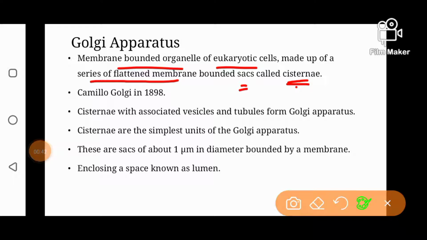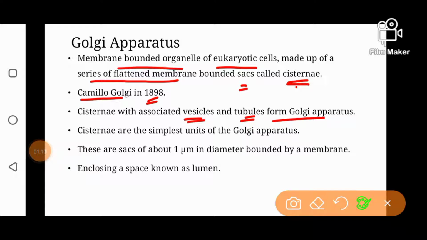Golgi apparatus was discovered by Camillo Golgi in 1898 and that is why it was named Golgi apparatus, or Golgi bodies, or Golgi complexes. Cisternae associated with vesicles and tubules form the Golgi apparatus. So cisternae are not alone in Golgi apparatus. They are associated with vesicles and tubules.